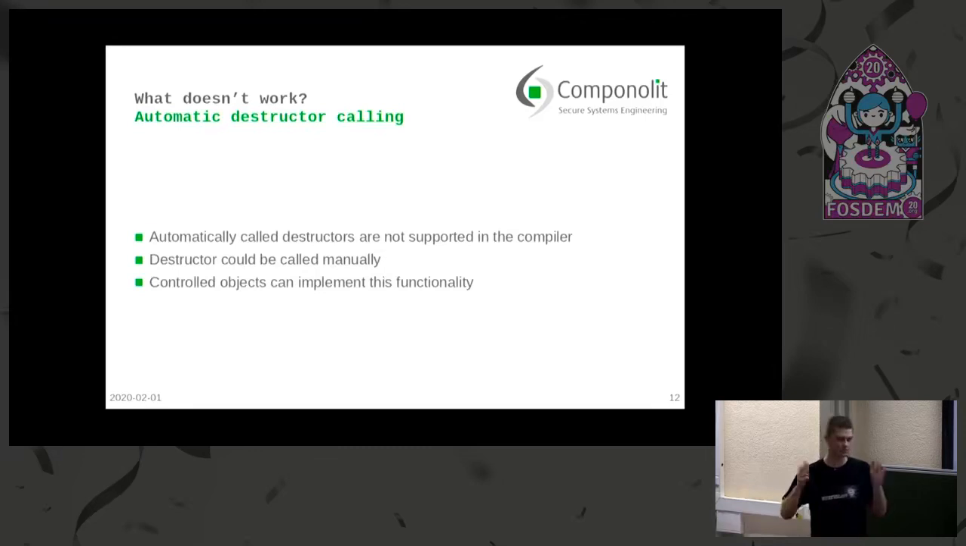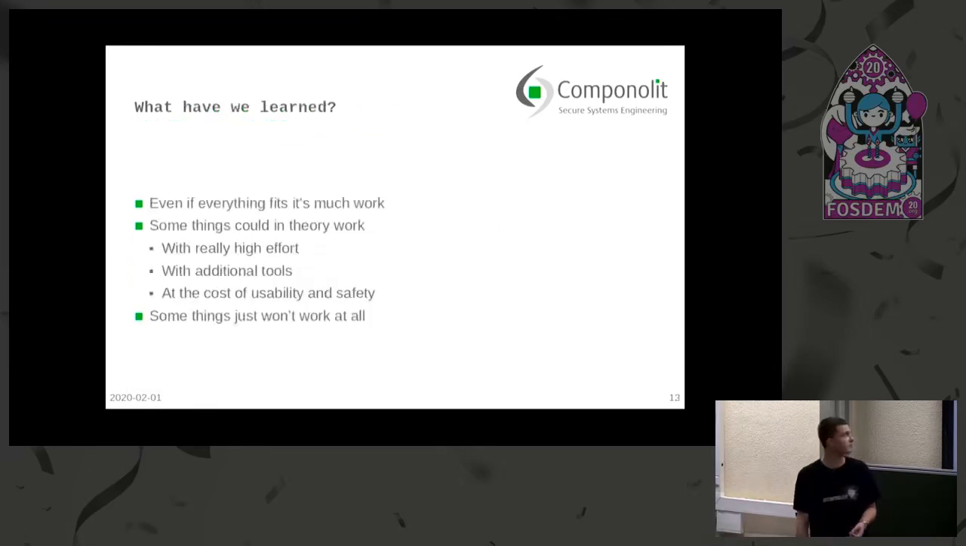We could call the destructor manually, but then we would have to implement a solution in our binding generator that checks the scope of any object we ever see in C++, checks whether it goes out of scope, and then automatically calls the destructor. This isn't really a feasible solution.